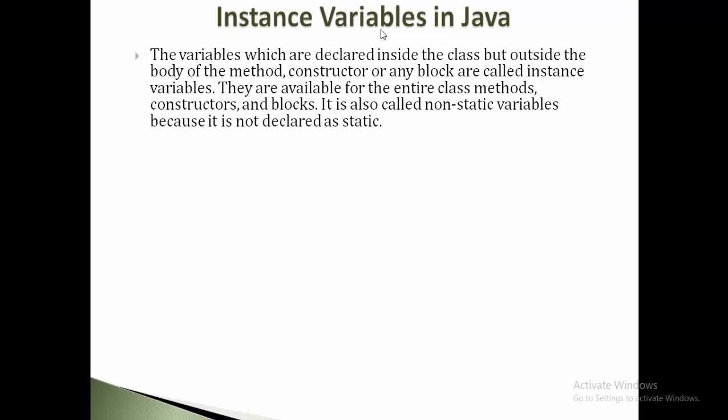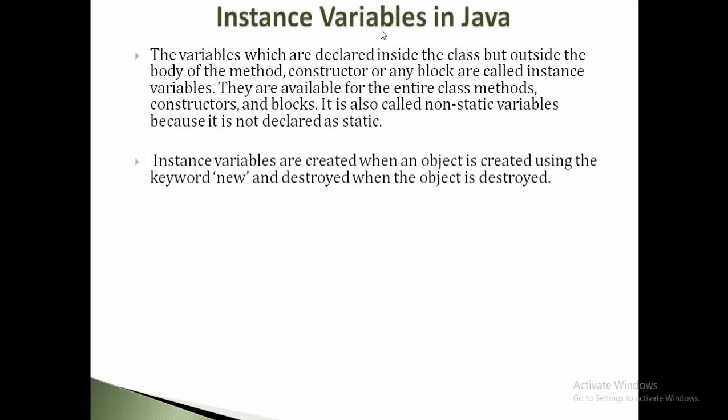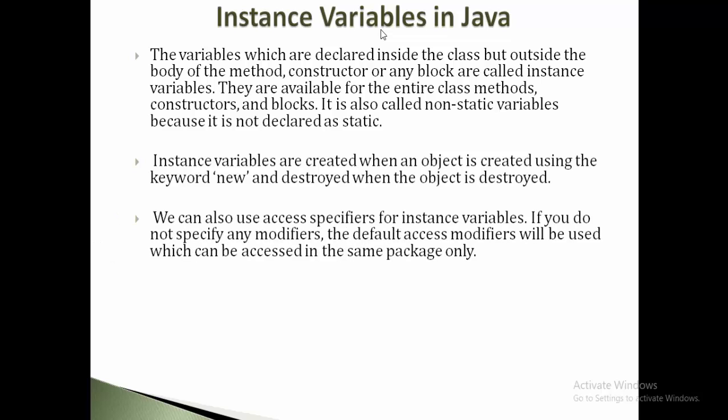And we can also use the access specifiers for the instance variables. Access specifier means public, private and protected. So these access specifiers can also be used with the instance variables. See the points. If you don't specify the access specifier for the instance variables, by default these are treated as public. So if we have not used any access specifier, then those are called public access specifiers.